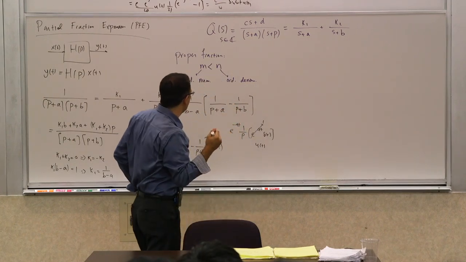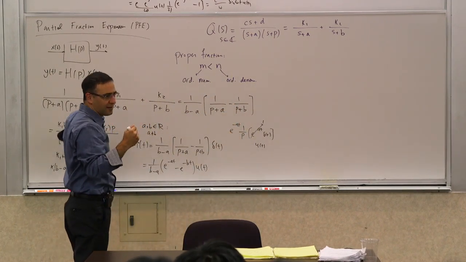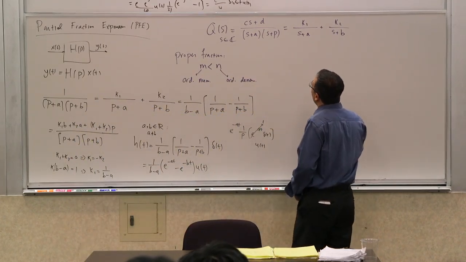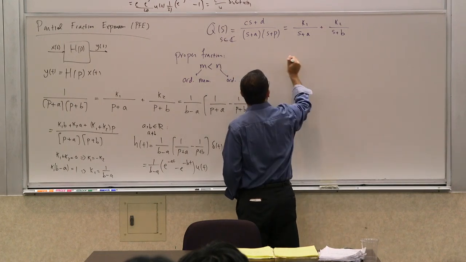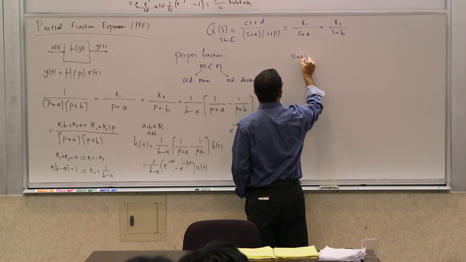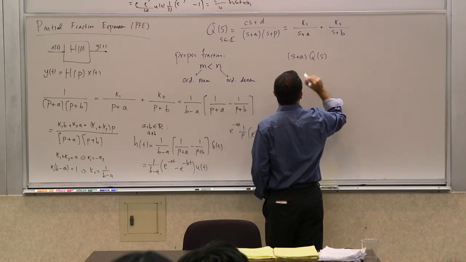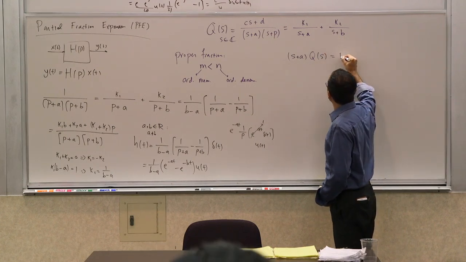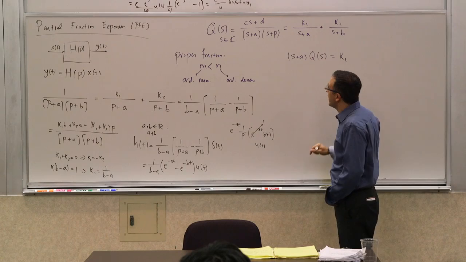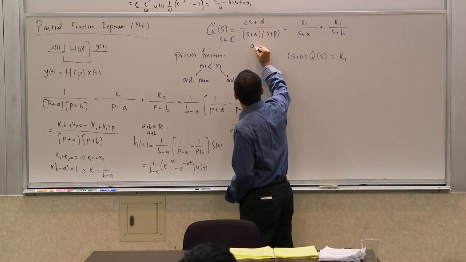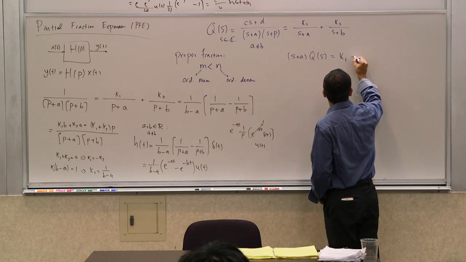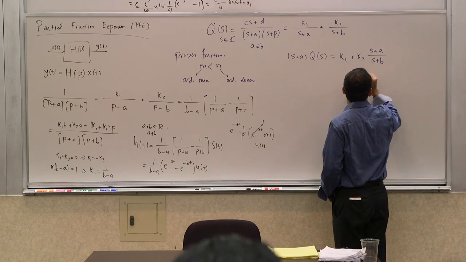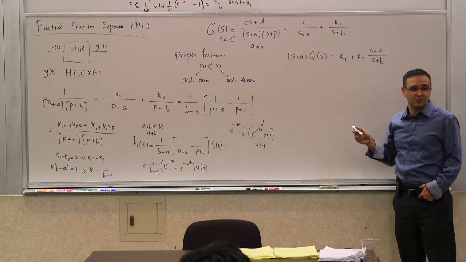So how do we find K1 and K2? Of course, one way was to do this basic algebra, right? There's another way, which is a little bit nicer and easier to do practically: take this function Q of S and multiply it by S plus A. What is it going to be? It's going to be K1, because the S plus A cancels that. And if A and B are not equal, so this is why we are assuming A is not equal to B, then you get K2 times S plus A over S plus B. Because if they are equal, then they would cancel too.